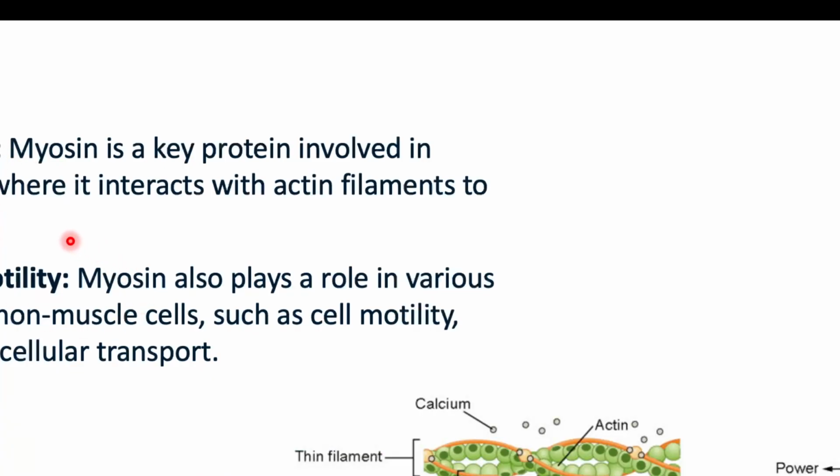And the function of this myosin hexamer: myosin is a key protein involved in muscle contraction, where it interacts with actin filaments to generate force. And in non-muscle cells, myosin also plays a role in various cellular processes such as cell motility, cytokinesis and intracellular transport. So these are all cargo-transporting motors working on the actin cytoskeleton and on microtubules: kinesin, dynein, myosin, these are all motors. They also function in non-muscle cells, and in muscle cells play a major role in muscle contraction. I hope it is clear to the students.